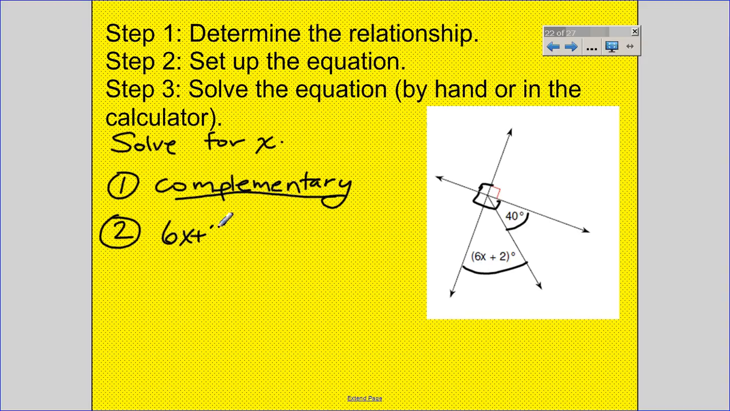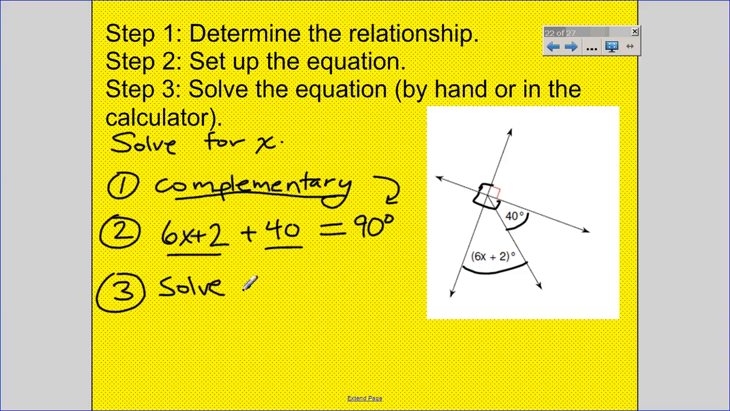6x plus 2 is one of my angles. The second angle is 40. I'm going to add them together because I know that together they make 90 degrees because they are complementary. So I took my knowledge of complementary angles and I created this equation based off of that. The third step is to solve for x. And I'm going to show you how to do that using the calculator.